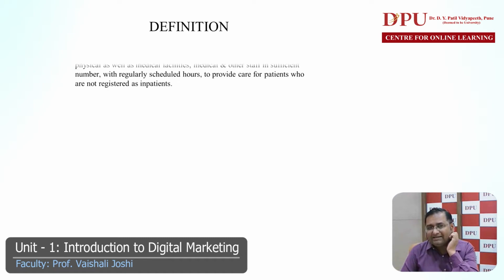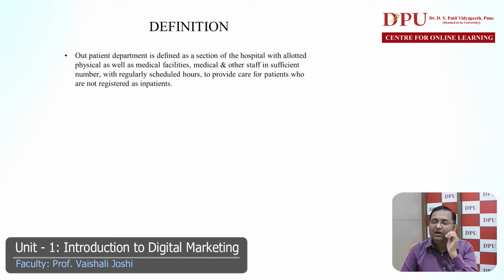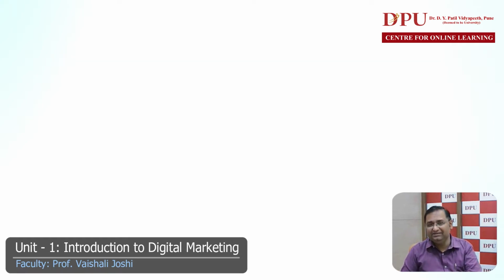Now, what do we mean exactly by the outpatient department? The outpatient department is defined as the section of the hospital with allotted physical as well as medical facilities, which contains medical and other staff in sufficient number, with regularly scheduled hours of treatment, and which provides care for patients who are not registered as inpatients. That is the nature of patients in the hospitals.